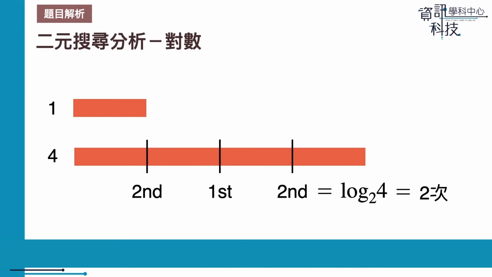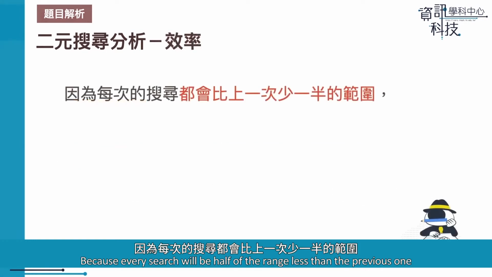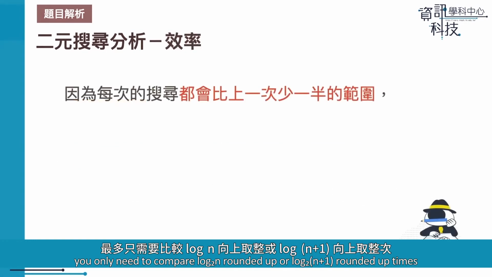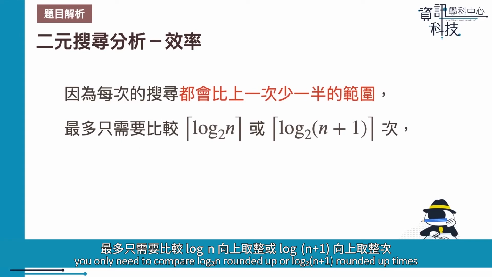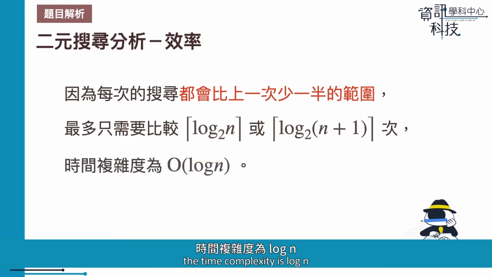Because every search will be half of the range less than the previous one, you only need to compare log base 2 of n, rounded up, or log base 2 of n plus 1, rounded up, times. The time complexity is log n.